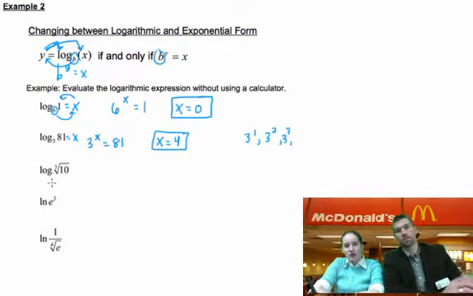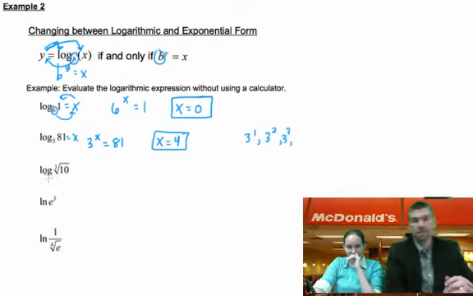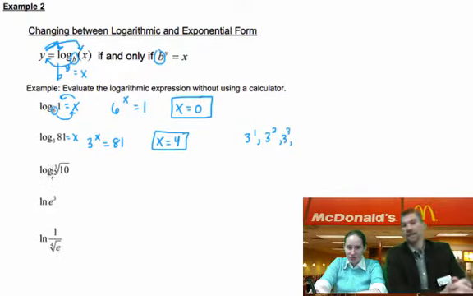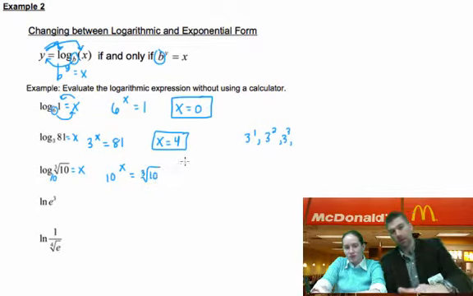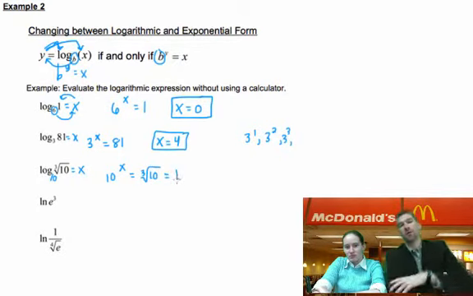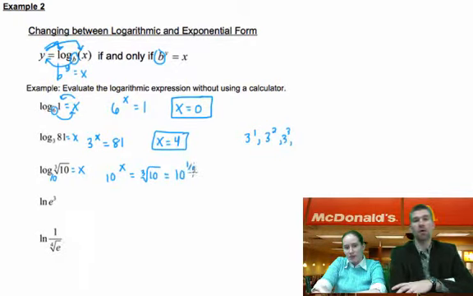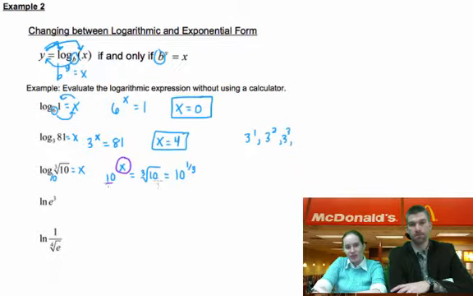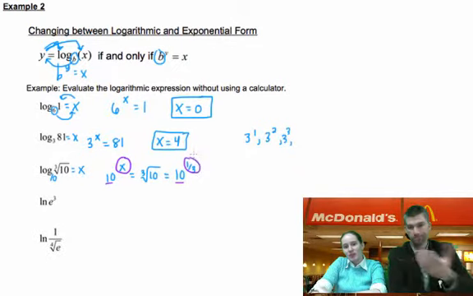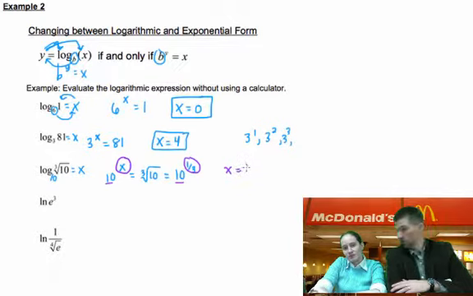Right. Okay, so this is log, and this does not have a base. That's a base 10. Okay, so let's make it equal x. So this is 10 to what power equals the cube root of 10. Can we rewrite cube root of 10? That's 10 to the 1/3. I know what x is. That's 1/3. Because there's this property that if these bases are the same, their exponents have to equal each other. So x equals 1/3.